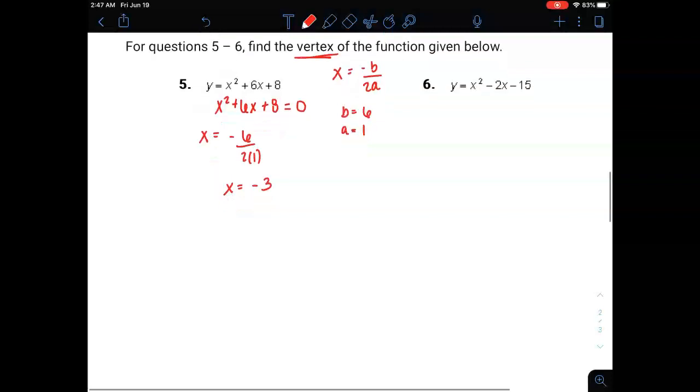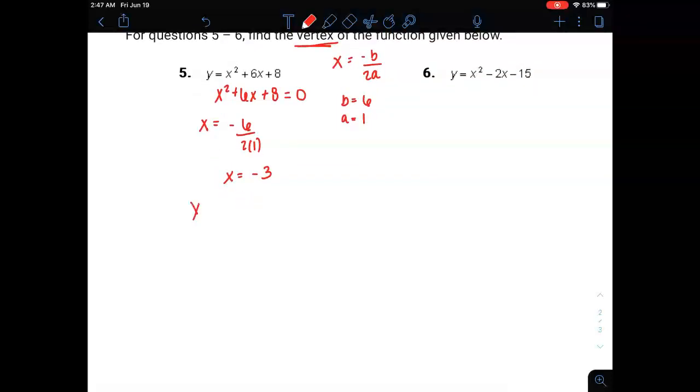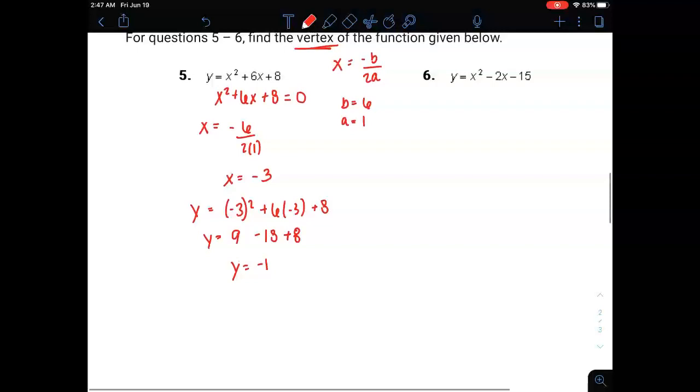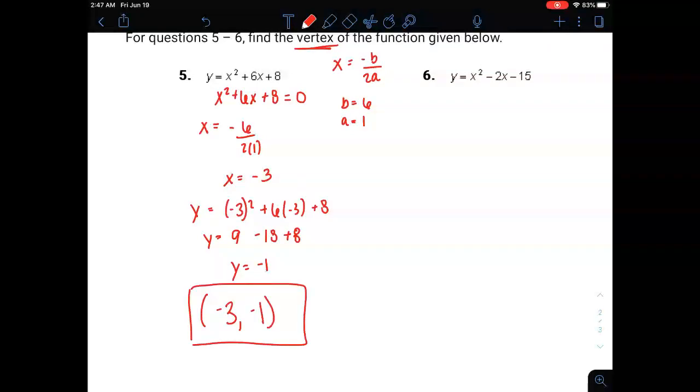Now to find my y-coordinate, I just plug back in my x value. So negative 3 squared plus 6 times negative 3 plus 8. So I'm left with y equals 9 minus 18 plus 8. y is equal to negative 1. Again, it's asking for the vertex, so I have to give it as a coordinate pair. So my vertex is negative 3, negative 1.